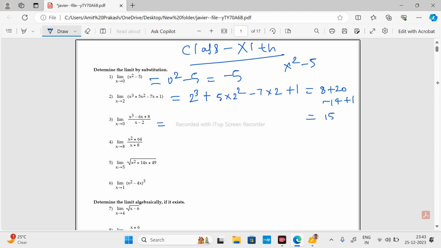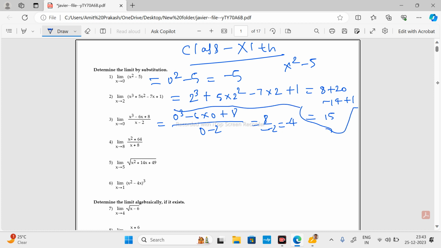Again, putting the 0 value, this is also not in indeterminate form, and so we can get the limit by putting the value x equals to 0. So again, this is 0 cube minus 6 into 0 plus 8 upon 0 minus 2, and this becomes 8 upon minus 2, and the limit is minus 4. So the answer is minus 4.